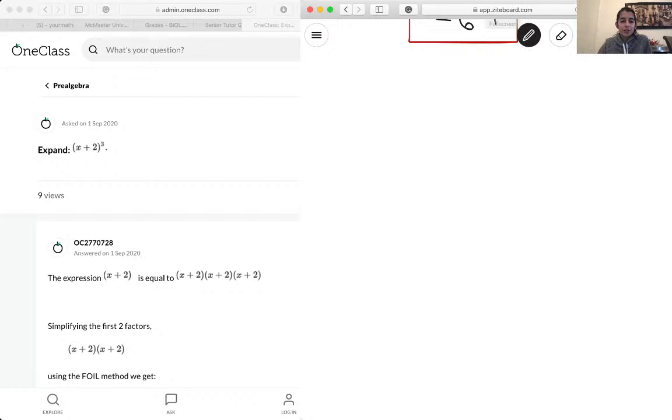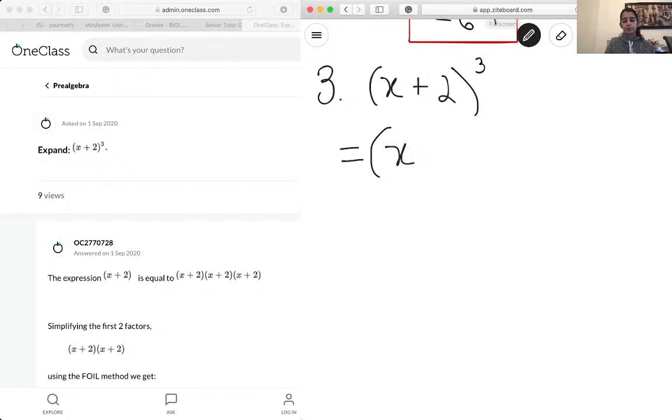So our third question asks us to expand x plus 2 cubed, or to the power of 3. So this is in condensed form. We can transform this into expanded form, which is x plus 2 times x plus 2 times x plus 2.